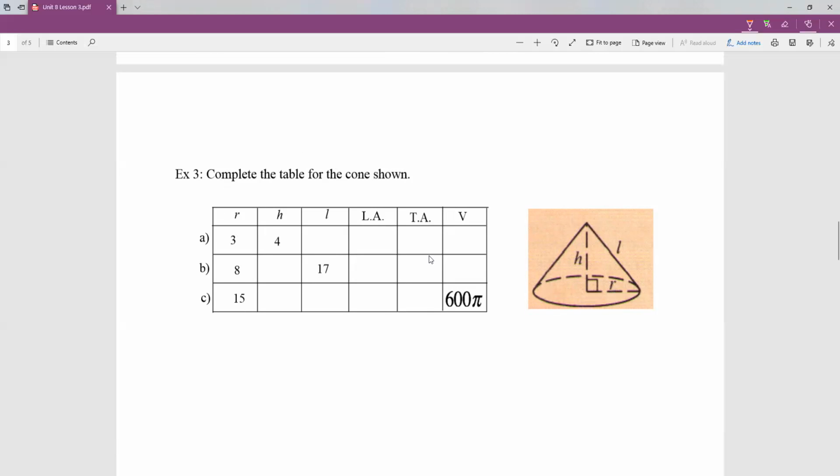Okay, so before we get started, I'm going to actually just write down the formulas up top just so that I have them. So lateral area is pi RL. Total area is pi RL plus pi R squared. And volume is 1/3 pi R squared times slant height.